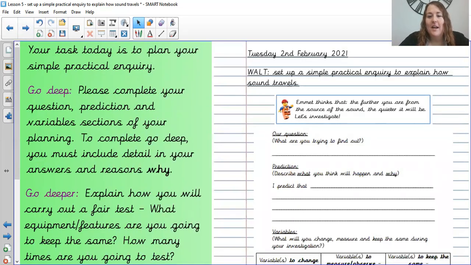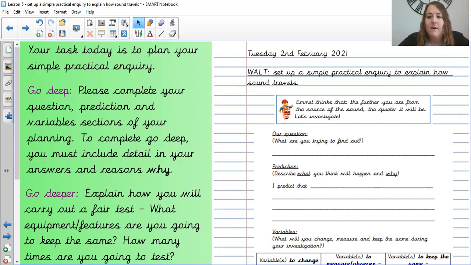Okay, so like I've said, your task today is going to be to plan your simple practical inquiry. So please complete your question, prediction, and variables section of your planning. To complete Go Deep, you must include detail in your answers and reasons why. So that's your Do It and Go Deep together. So over here on the right-hand side, on your page, I have the Emmet question for you, and that can just be stuck in at the top, or I have included it on the page on your sheet today.